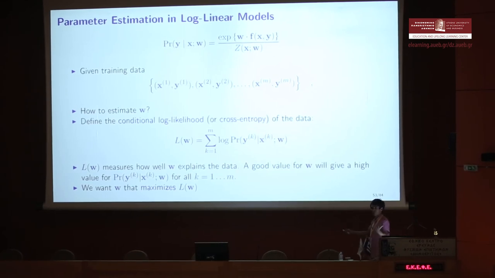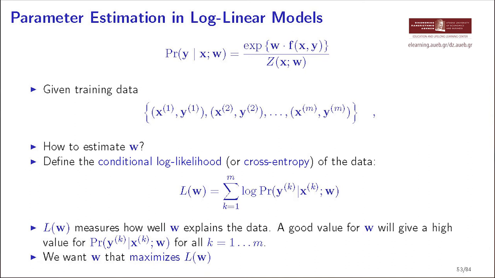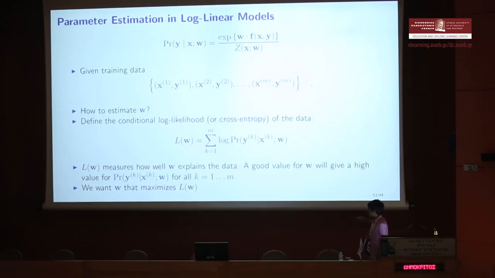So I'm searching for W. Learning is about searching for a W that works well out of all possible Ws. So what becomes very useful is to have a way to say this W is better than this other one, and the likelihood is a way to do that. A good value for W will give a high value for the probabilities. We want a W that effectively says, for the training data, the probabilities of the correct values are high. The model predicts probabilities for values, so we want a model that predicts high values for the correct answers.